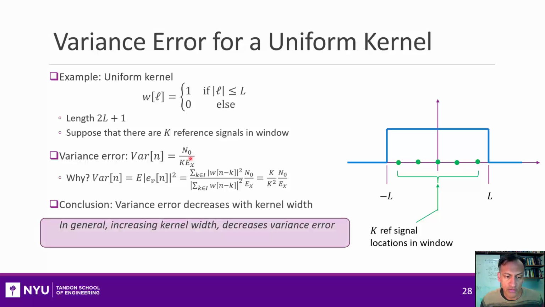So the upshot of this is that if you average over k values uniformly, the variance error goes down by a factor of k. So all that math is to show you that if you want to reduce the variance error, you want to make that window as large as possible, or more importantly, to grab as many reference signals as possible. And it roughly scales with a factor of 1 over k, where k is the number that you can grab. So to reduce the variance error, we want very wide kernels.